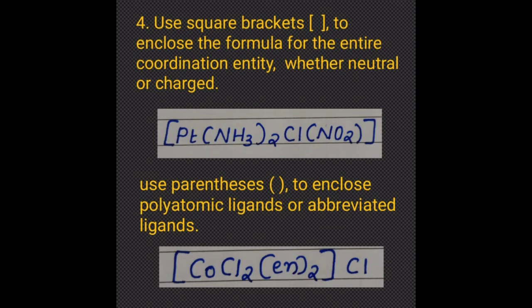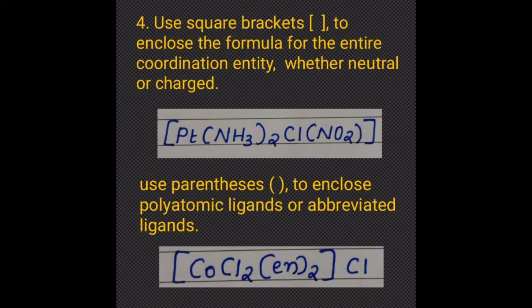Fourth rule, use square brackets to enclose the formula for the entire coordination entity, whether neutral or charged. That you have already learned when you learned about coordination sphere or coordination entity. What is inside the square bracket, including the square bracket, is known as coordination sphere or coordination entity. So when you write the coordination compound, the coordination entity should be marked with a square bracket. It is the square bracket that tells you that it is the coordination entity inside. So it is compulsory to write it with the square bracket.